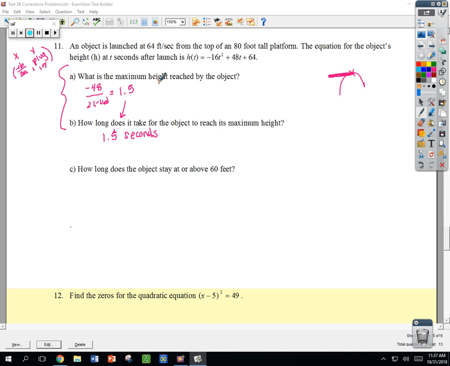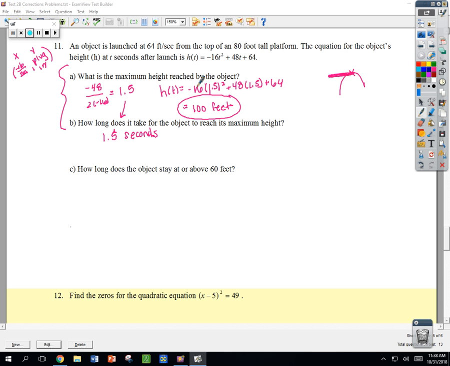This wants to know what the actual height is. So what I would do is I would take 1.5 and plug it in now. So I've got h of t is equal to negative 16 times 1.5 squared plus 48 times 1.5 plus 64. And the height is 100 feet. Okay?